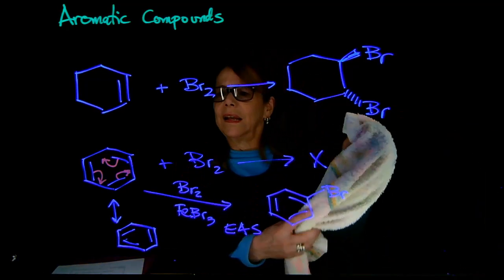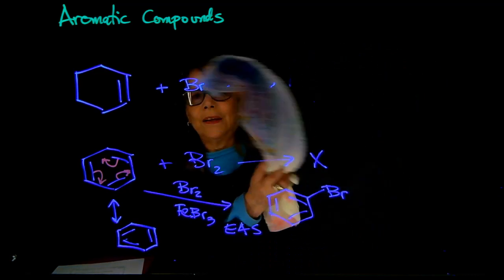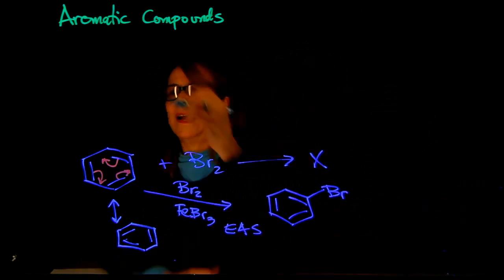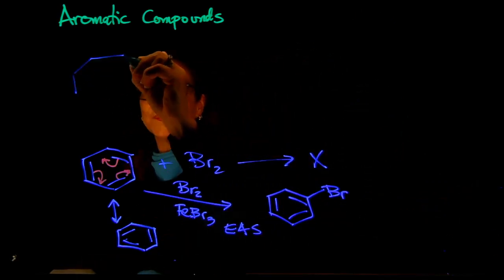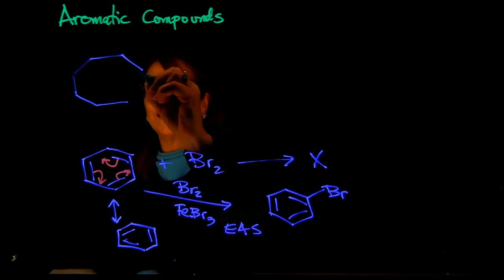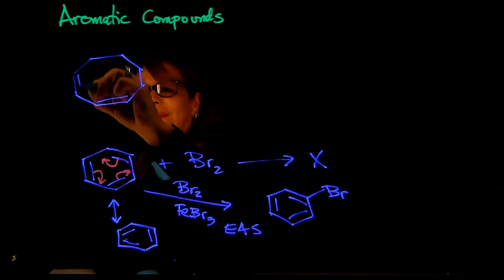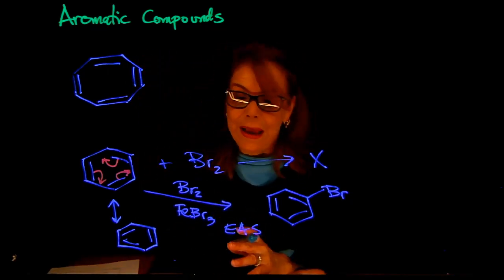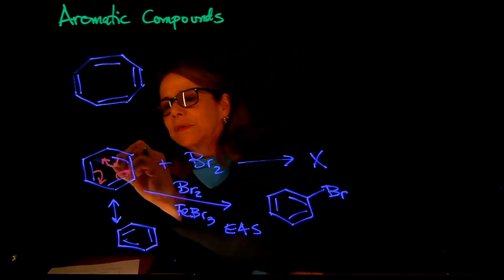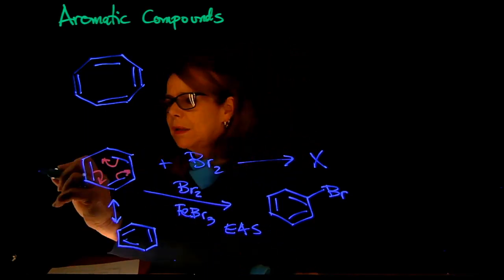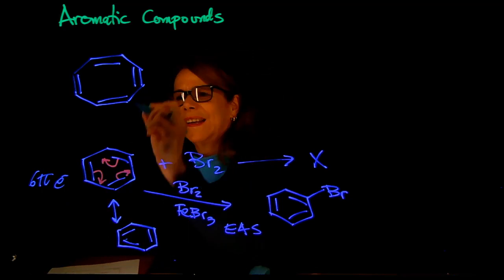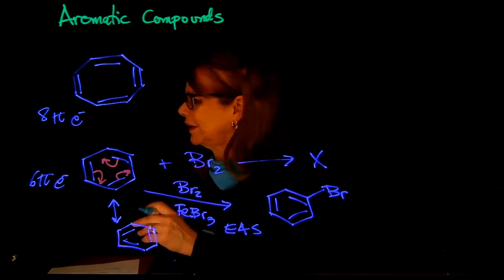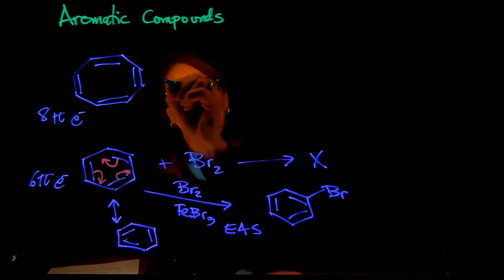So let's say another example. If we had, for instance, cyclooctatetraene, and that has 4 double bonds. So it is still a cyclic compound, but we have 8 pi electrons instead of 6. Here you have 2, 4, 6 pi electrons. And here you have 8 pi electrons. Well, it turns out that cyclooctatetraene behaves differently, behaves like other alkenes.